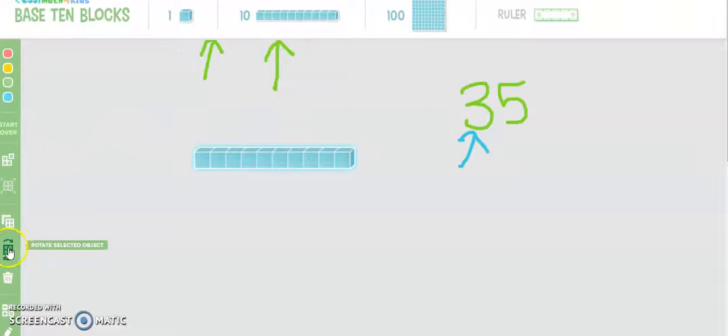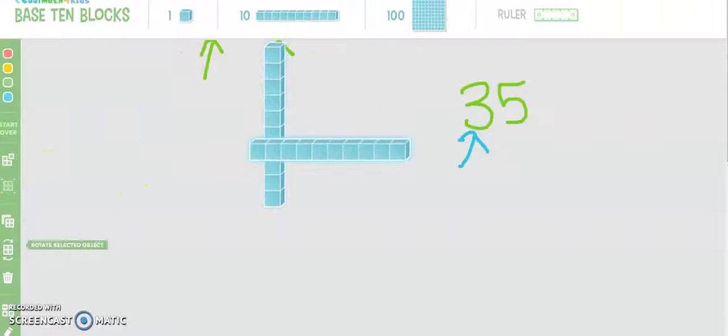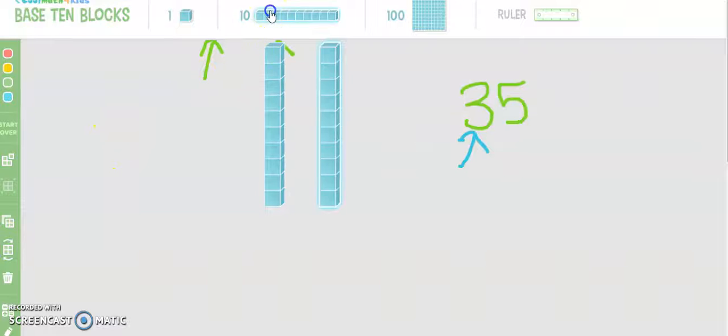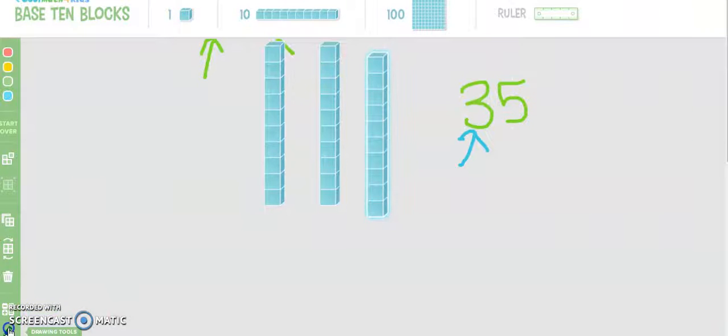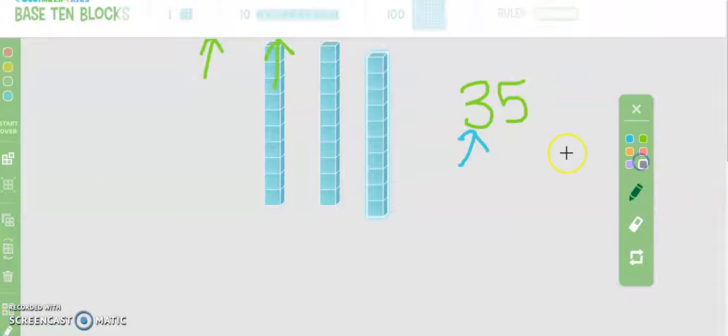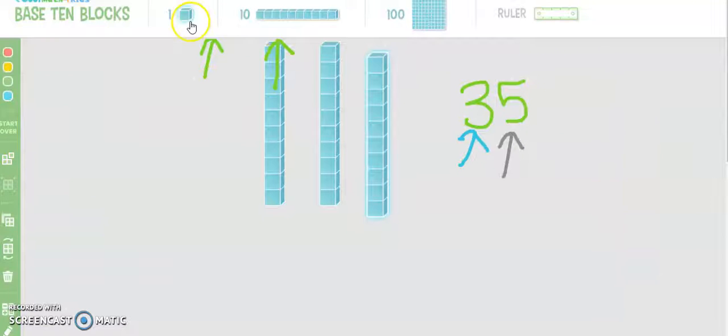1, 2, and 3. Okay. Now, how many ones blocks are we going to need? That's right, we're going to need 5 of them. So let's go ahead and grab 5 of those 1 blocks. 1, 2, 3, 4, and 5.